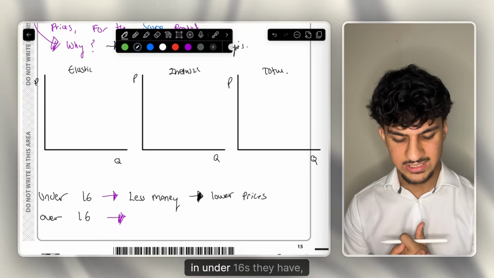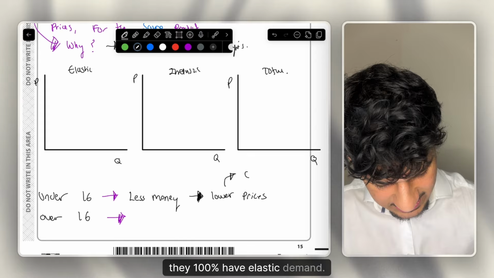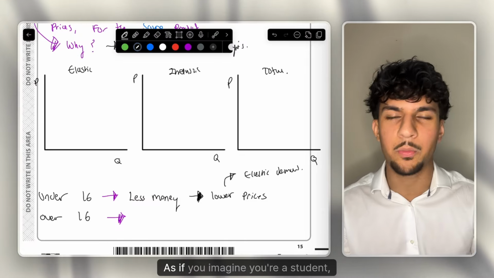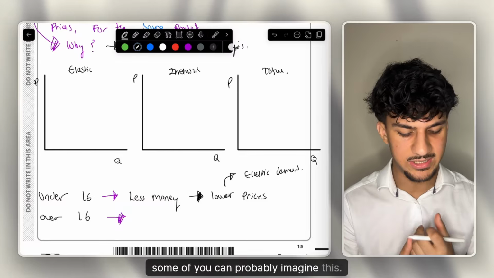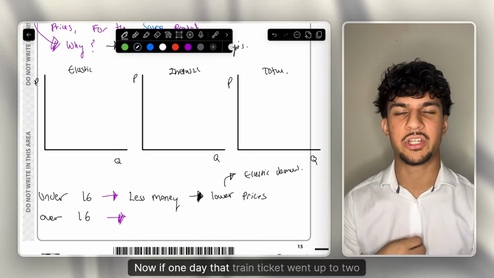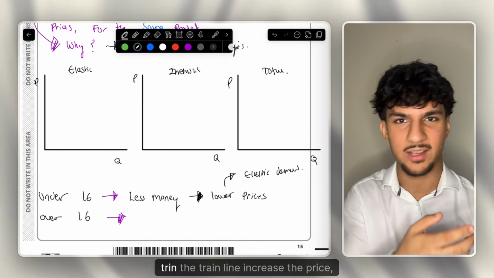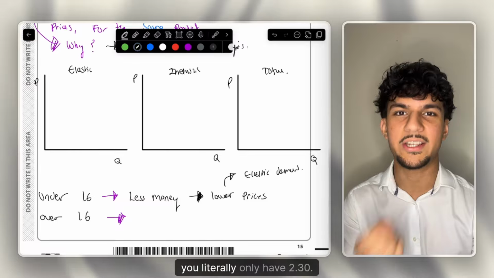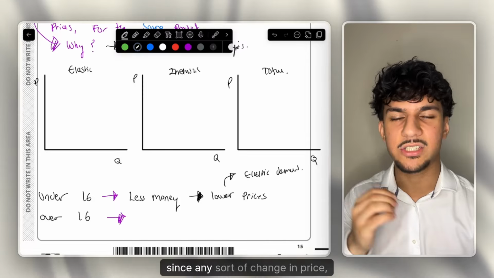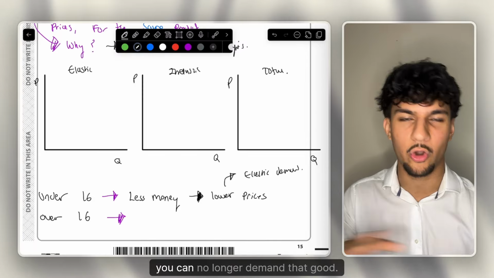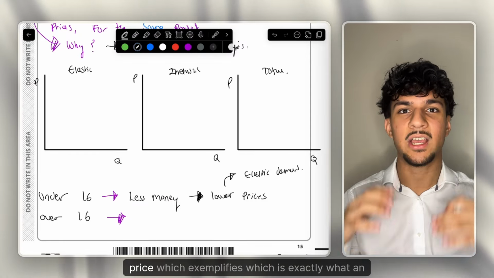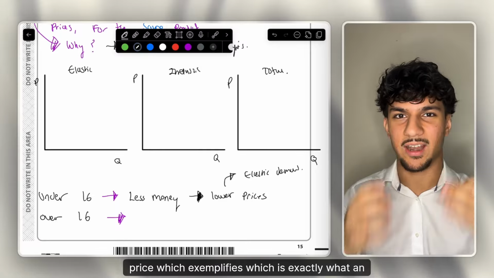For example, under 16s 100% have elastic demand. And what does elastic demand mean? It means consumers are very responsive to changes in price. If you imagine you're a student, some of you can probably imagine this, your parents give you £2.30 each day for the train ticket. Now, if one day that train ticket went up to £2.50 since the train line increased the price, you literally only have £2.30. Thus, you're a very elastic demand consumer, since with any increase in price, you can no longer demand that good. So it decreases your quantity demanded. And what does that mean? It means you're very responsive to a change in price, which is exactly what an elastic demand consumer is.